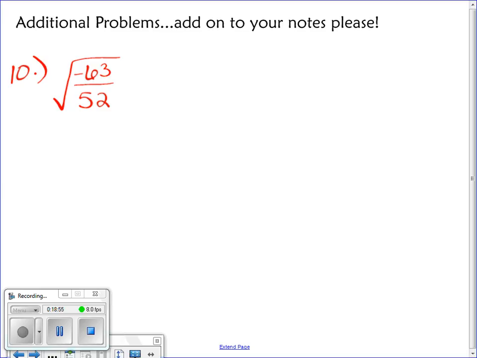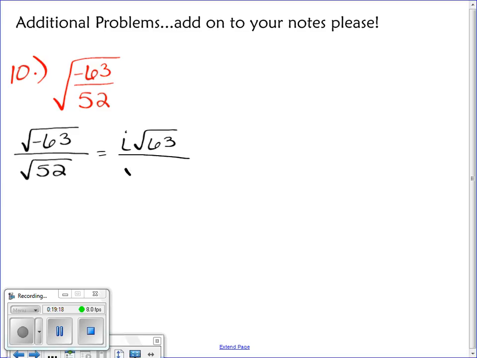What's the first thing I want to do with this? You want to split this. So radical negative 63 over radical 52. What did we learn on Monday about negatives under the radical? There's an i here. Yeah, there's an i on this one. So really I have i radical 63 over radical 52. Right? We can't deal with it if that negative's under there. So we've got to pull that i out to get rid of the negative. And then where do we go from here?